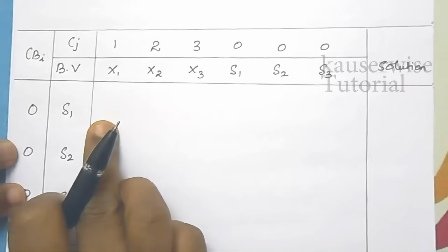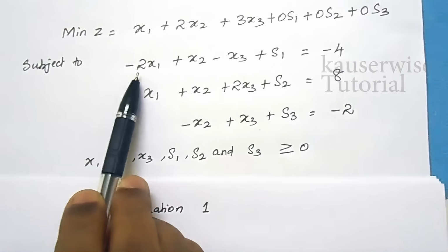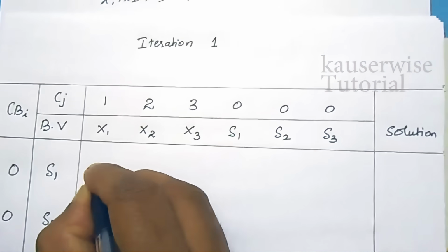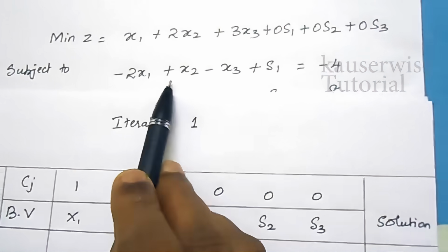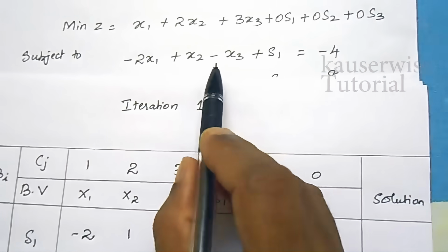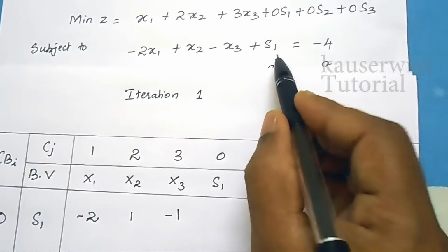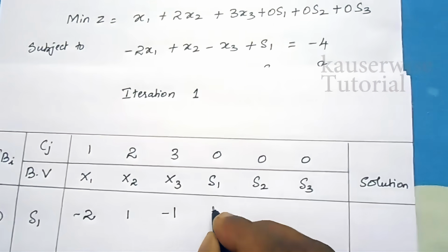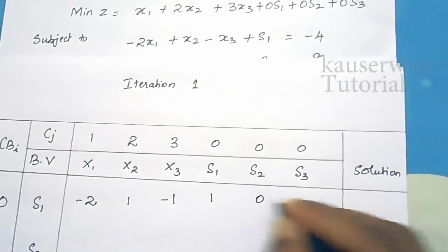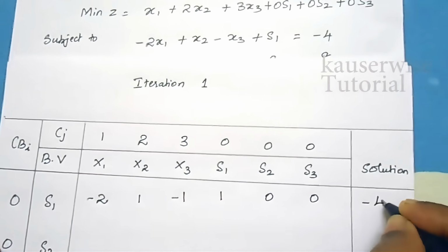Now we have to write the values of 3 constraints. Look at the first constraint, minus 2x1. So x1 value is minus 2. Here x2 is plus x2, that is plus 1, minus x3 means minus 1, and s1 is 1. In the first iteration there is no s2, s3, so put 0 and 0. Solution is minus 4.